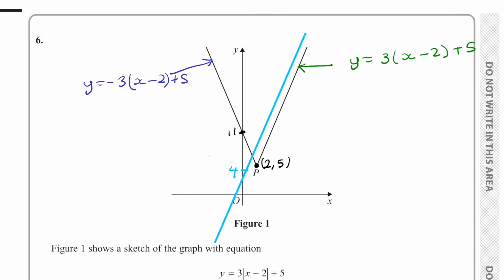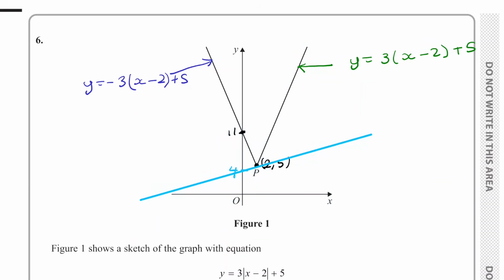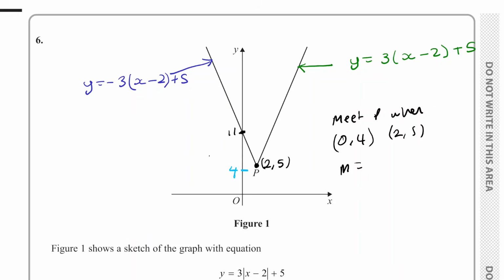So it's got to have a gradient of less than 3, but bigger than whatever it would take to cross P. So it will meet P when, what's the gradient? So if it goes through 0, 4, and 2, 5, what's the gradient? So it's the change in y over the change in x, which is 1/2. So the gradient's got to be bigger than 1/2, but less than 3.